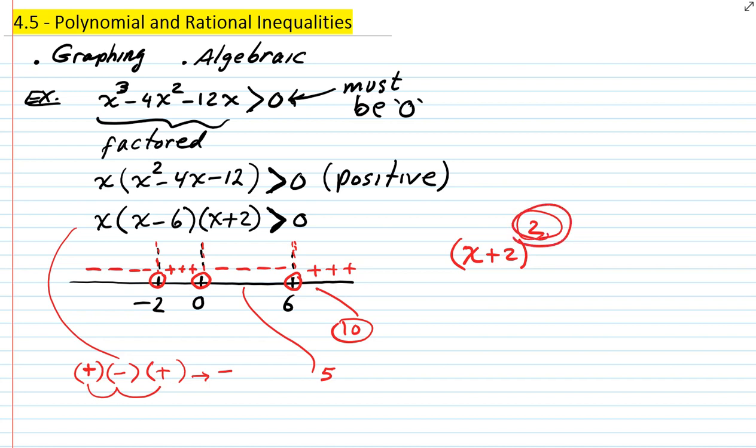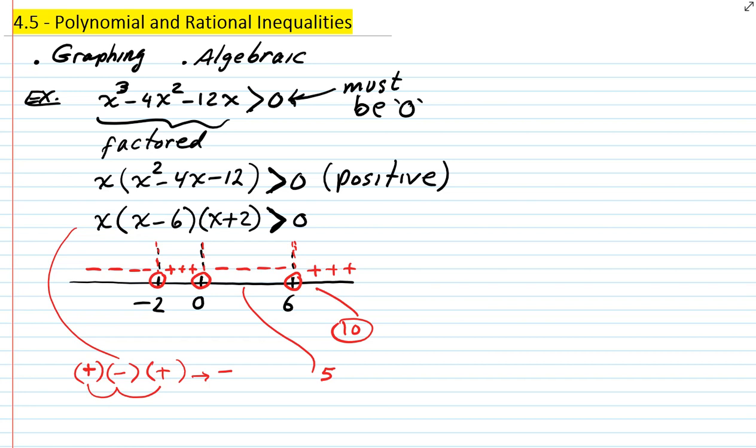But with even multiplicity, just pick a test point. The sign will not alternate on either side of the 0 with even multiplicity. So you got to be careful again. And there we have it. The selected test points between those values on the number line.